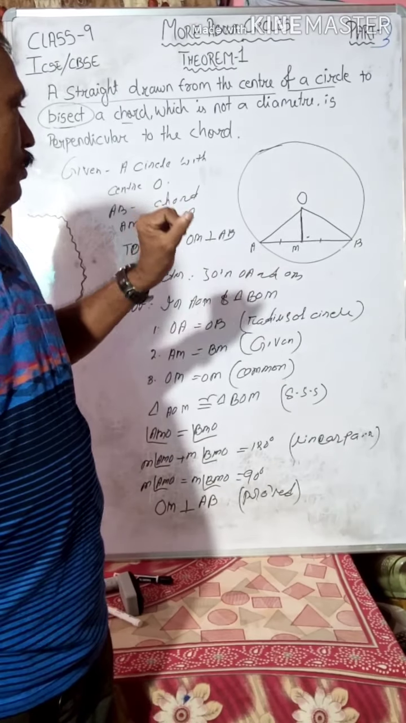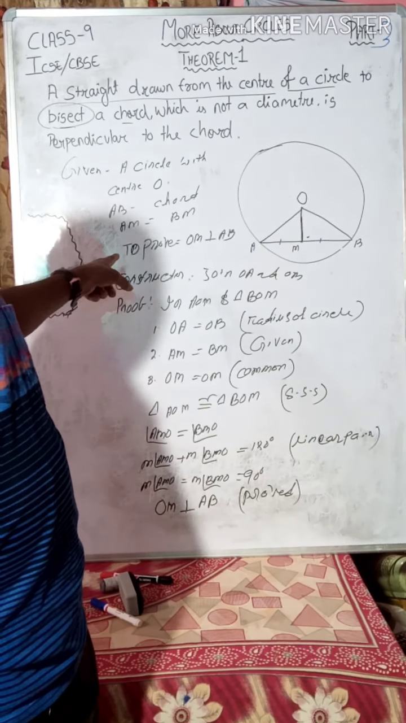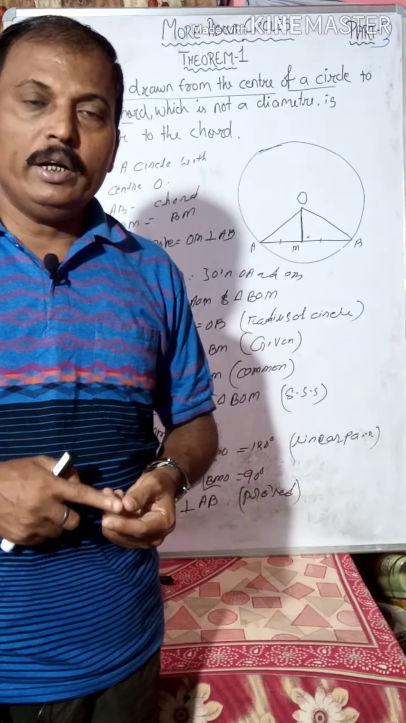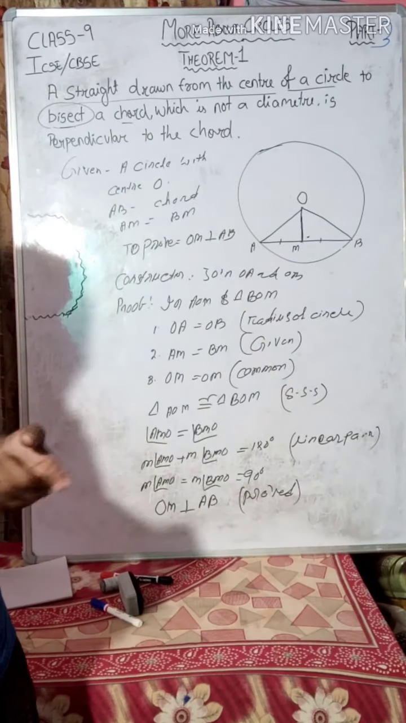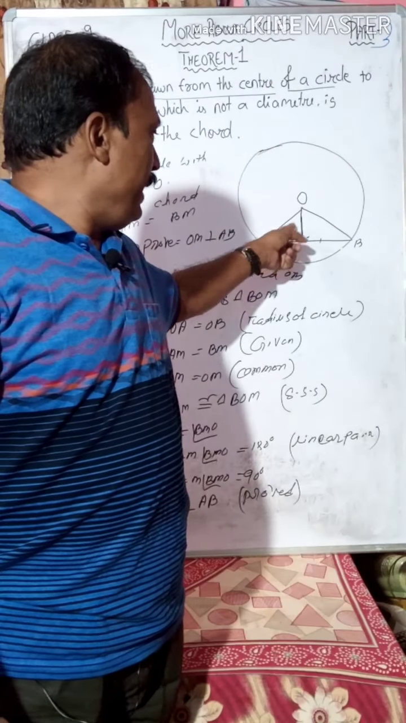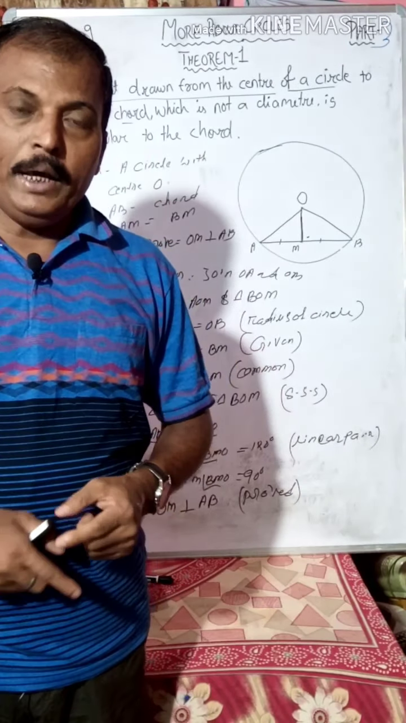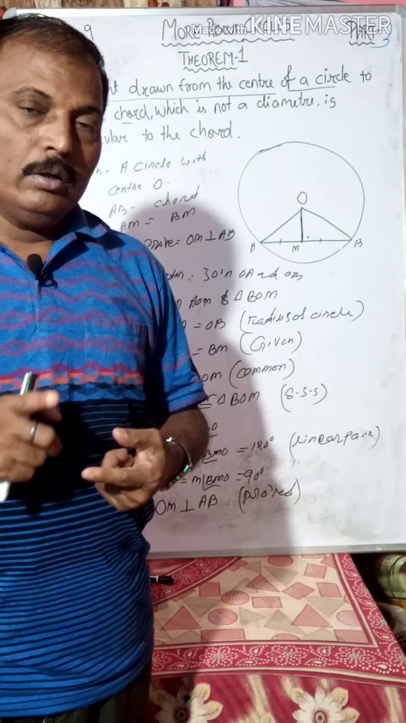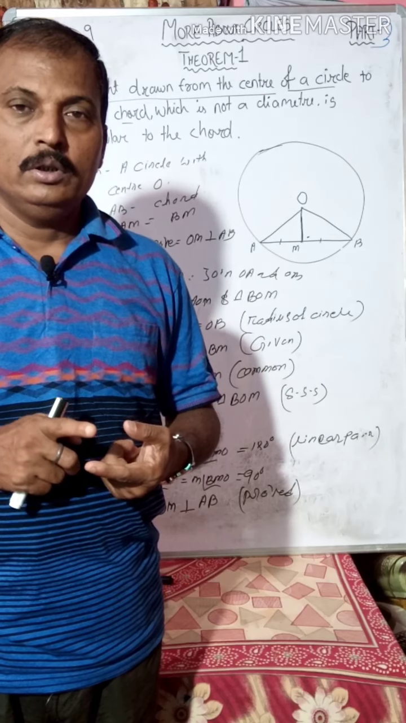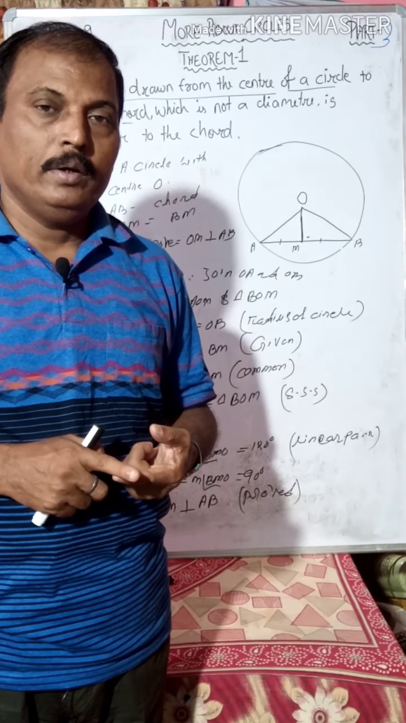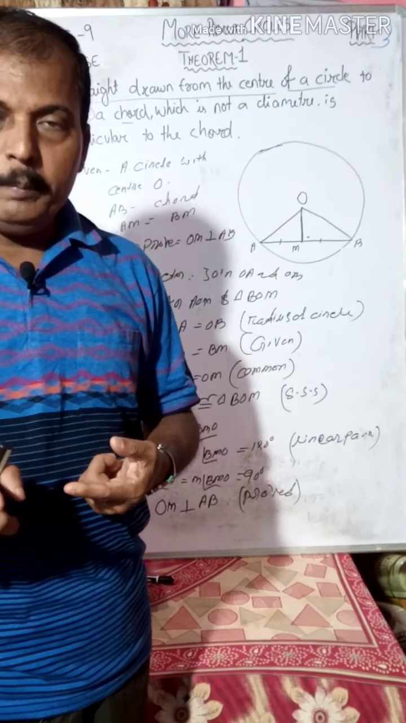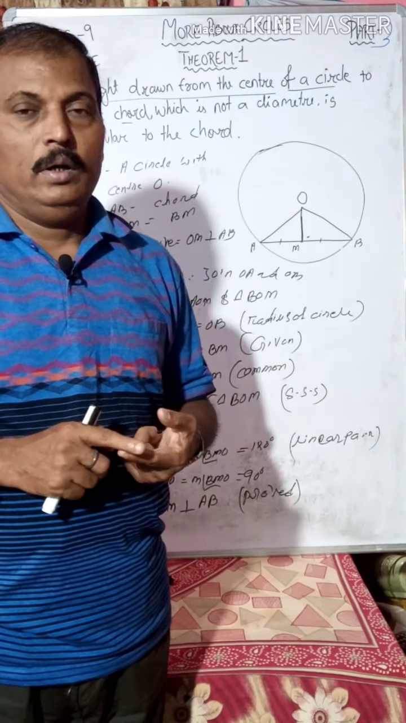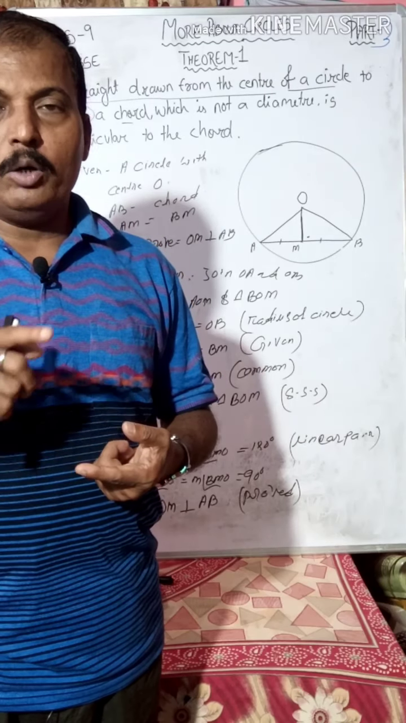Then to prove OM is perpendicular to AB, construction: join AO and BO. Then we take two triangles, triangle AOM and triangle BOM. OA is equal to OB, same radius of the same circle. Then AM is equal to BM, that is given, and OM is equal to OM, common side.